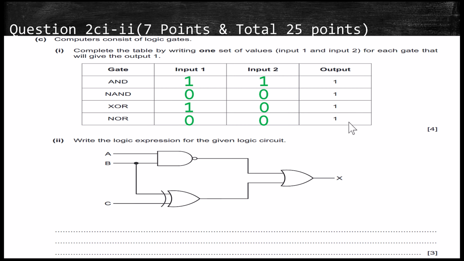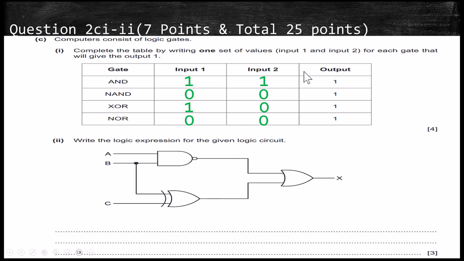Write the logic expression for the given logic circuit. What you don't want to do is write the Boolean expression using those symbols. So make sure you just read it carefully. Make sure if it's asking for the logic or for the Boolean expression. In this case, we're going to use logic, so we're going to use words.